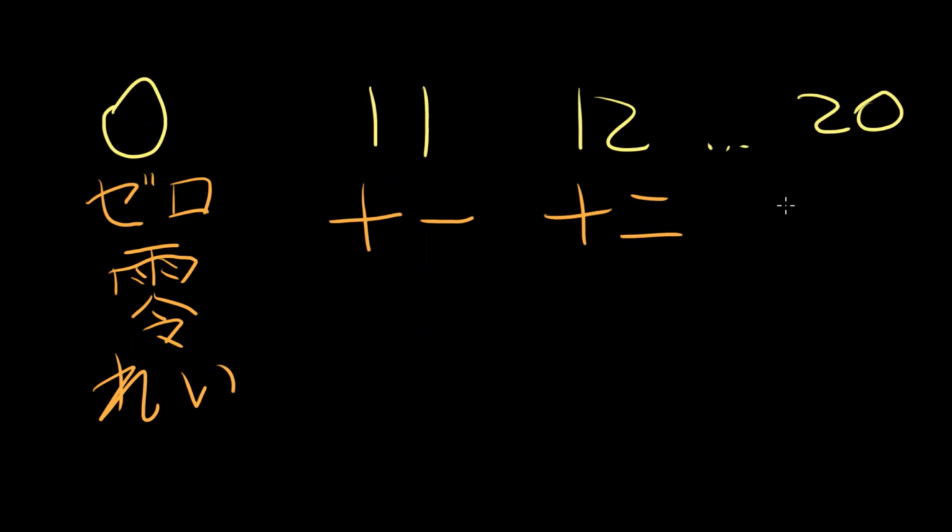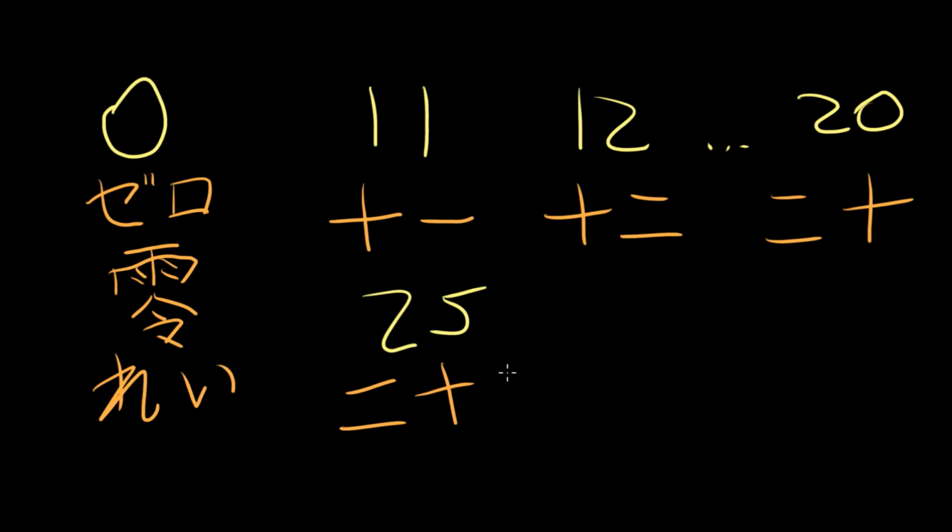What do you think 20 might be? It's actually just the reverse of 12. So you go ni, ju, niju. So what about 25? 25, ni, ju, go, nijugo.